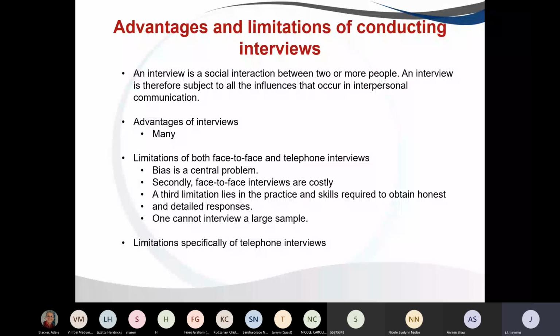You need to make sure you have, if it's a long interview, maybe some snacks. You need to have your recording equipment. You need to have a quiet space. So all of those logistics make it a bit expensive.